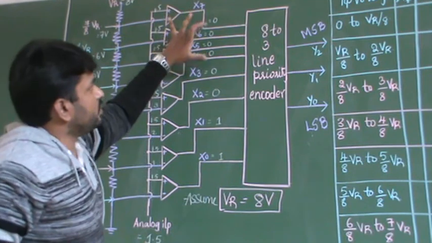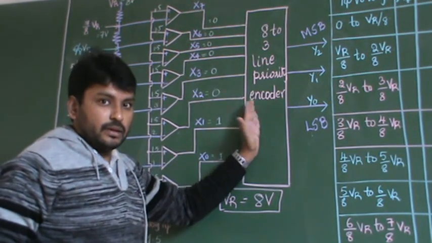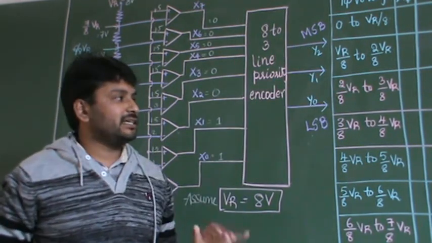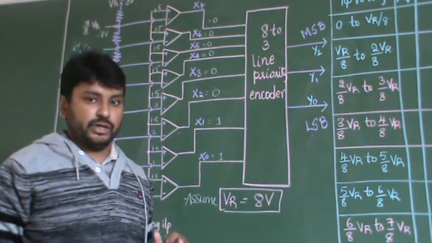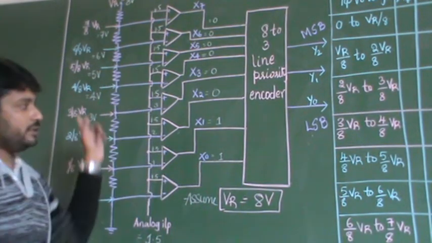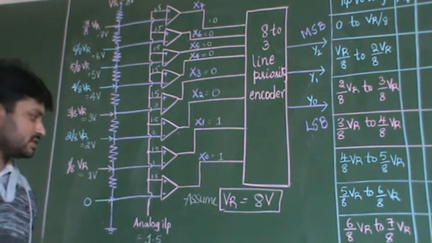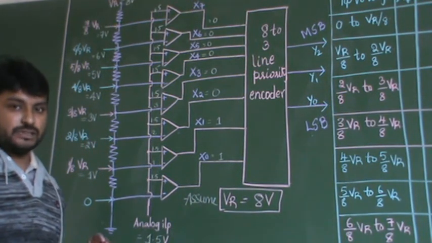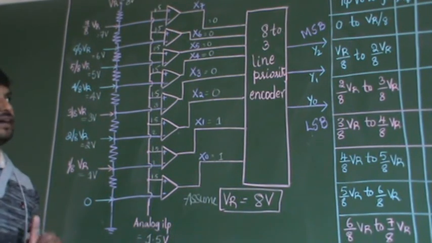Now this 0 0 0 0 0 0 1 1 is given to the encoder. By taking these values to the encoder, what will be your output? We'll understand by considering this table, explained in the next video. Copy down this whole diagram and assume that your analog input voltage is equal to 1.5 volts, and assume that your reference voltage is equal to 8 volts. So copy down the same thing whatever I explained. Next I'll explain the table.